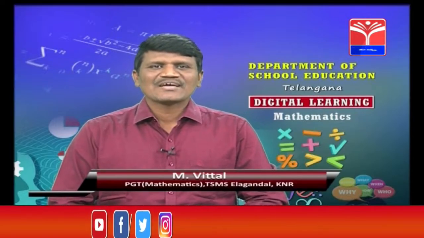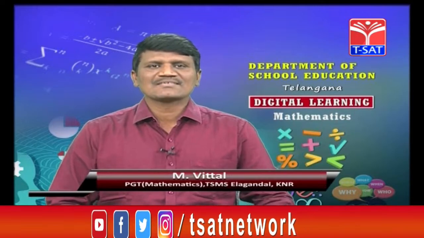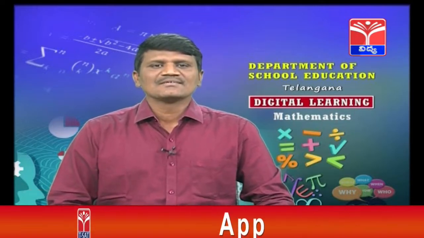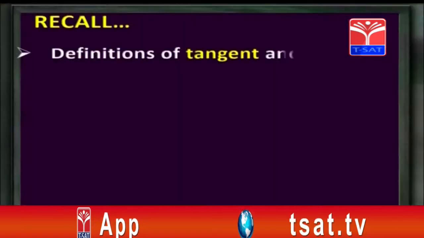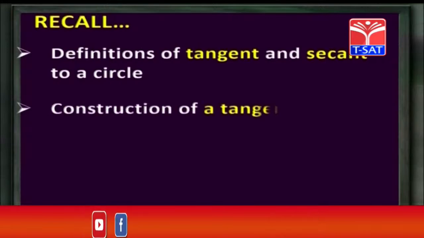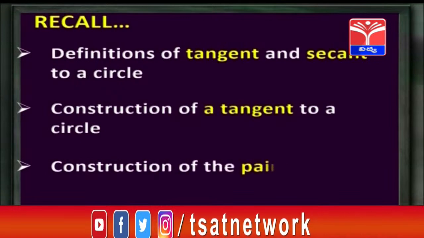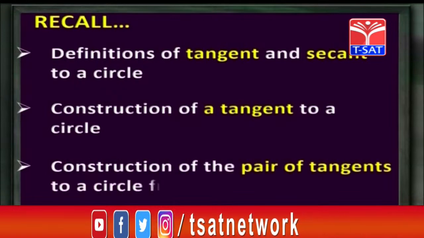In this session we are going to learn tangents and secants part 2. In the previous class we have discussed the definition of tangent and secant to a circle, construction of tangent to a circle, and also the construction of the pair of tangents from an external point.